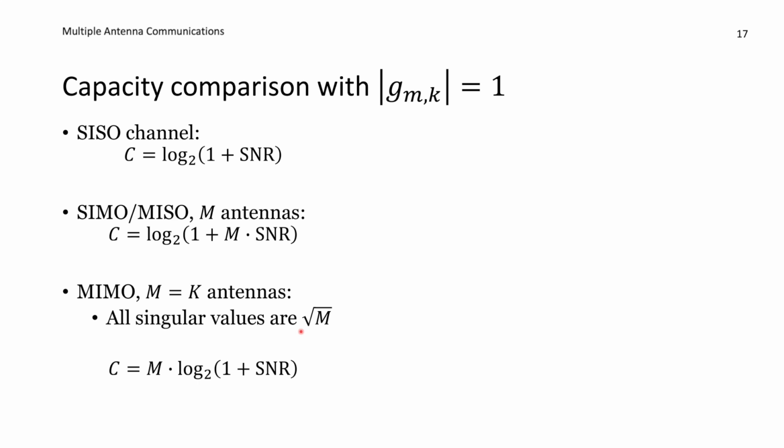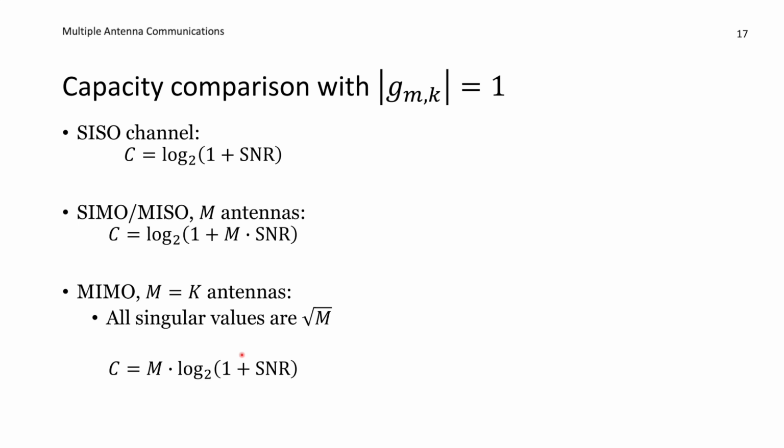In that case, the capacity will be equal to M, which is the multiplexing gain. It's the minimum of M and K, and they are the same. So let's just write M here to be consistent. And then we have log 2 of 1 plus the SNR. Why don't we get an M inside here? Well, we actually have a square root of M that is squared, so we get the squared singular value, but then we are taking our power and we divide it over our M different subchannels.